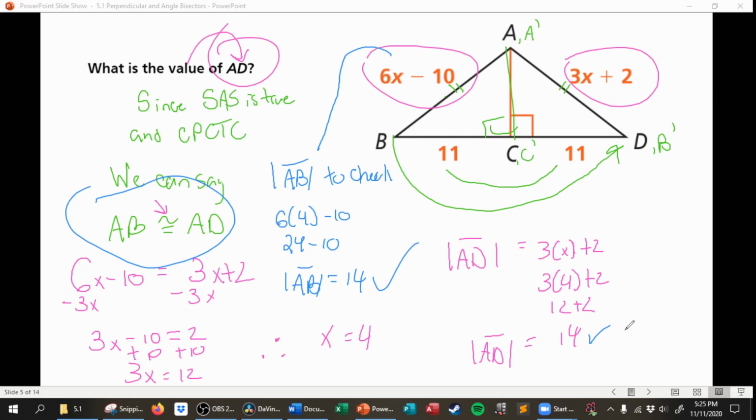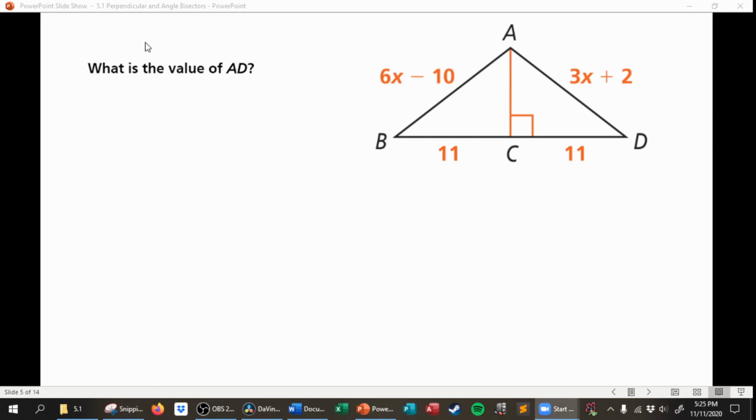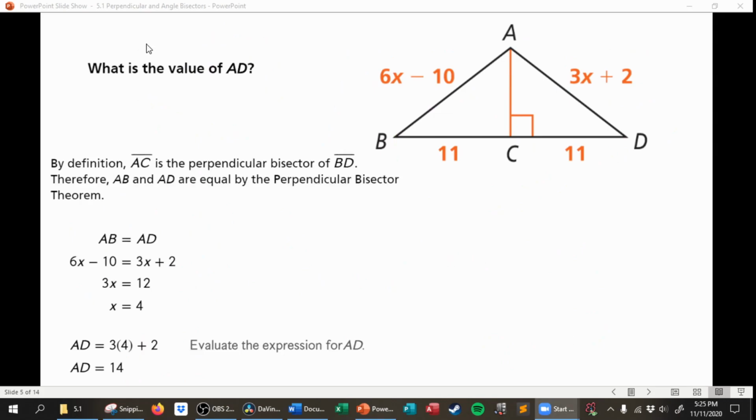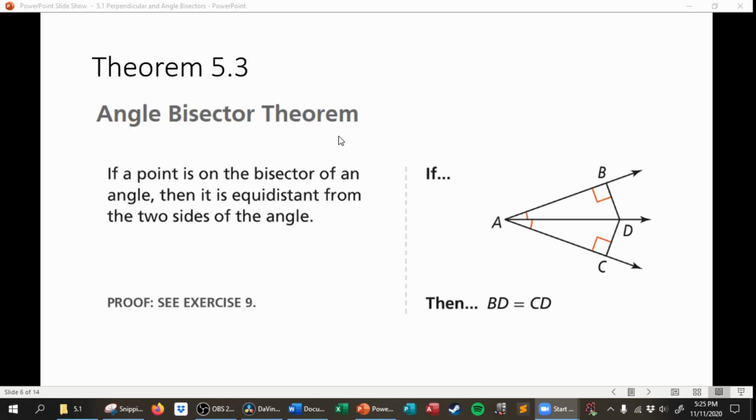So this is one pretty common problem style you're going to have on the test, homework, and midterm. Let's look at the next style. There it is, all typed out nicely for you. I apologize. So here's our 5.3 theorem. Go ahead and pause it, copy it. As soon as you hit play, I'll be talking about it.